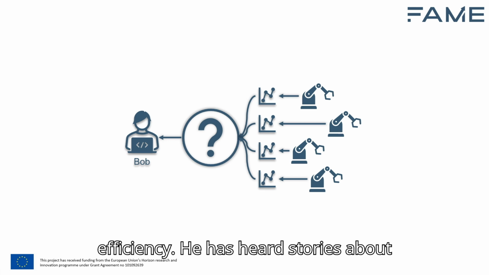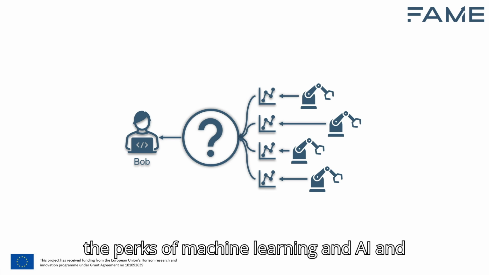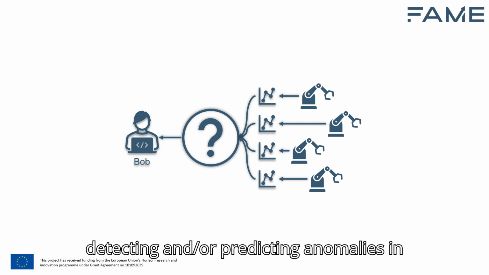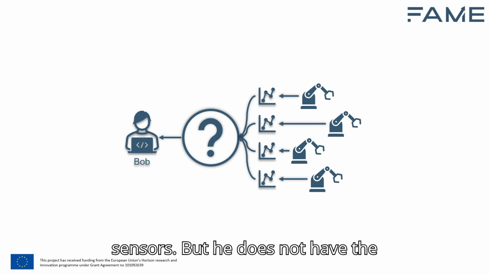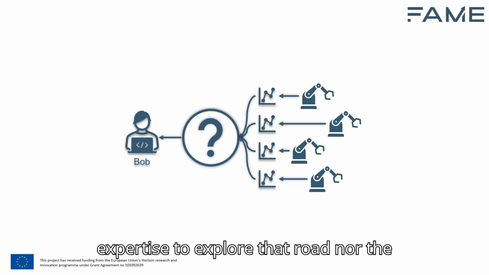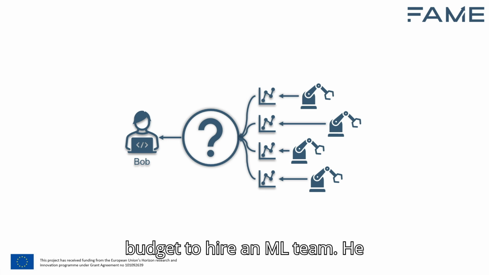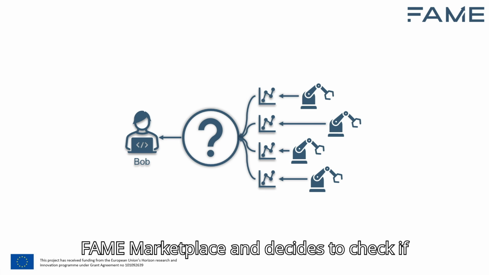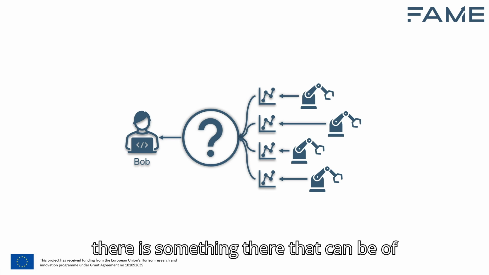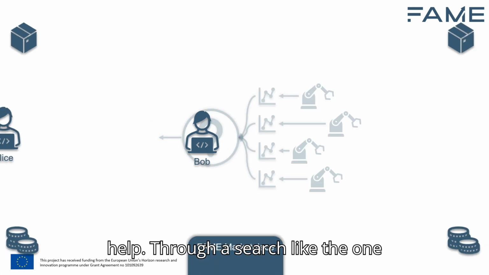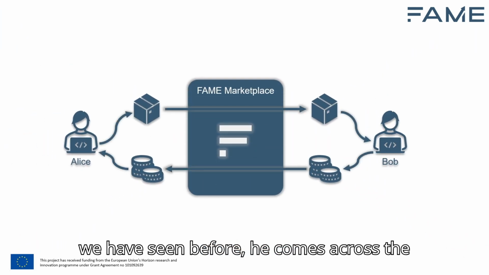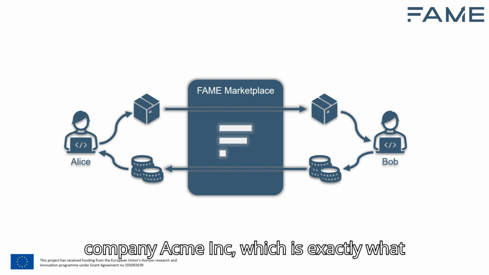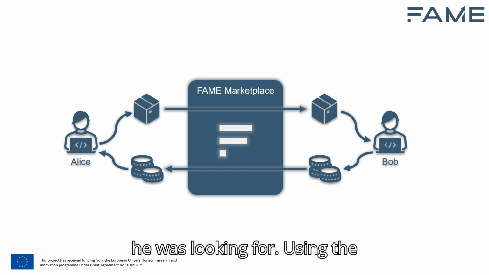He has heard stories about the perks of machine learning and AI and how they can help in, for example, detecting and/or predicting anomalies in sensors, but he does not have the expertise to explore that road, nor the budget to hire an ML team. He then remembers his subscription to the Fame marketplace, and decides to check if there is something there that can be of help. Through a search like the one we have seen before, he comes across the asset Alice published on behalf of her company, Acme Inc., which is exactly what he was looking for.